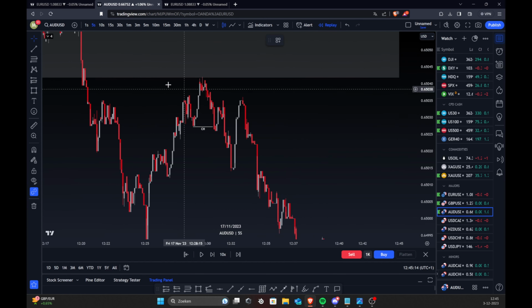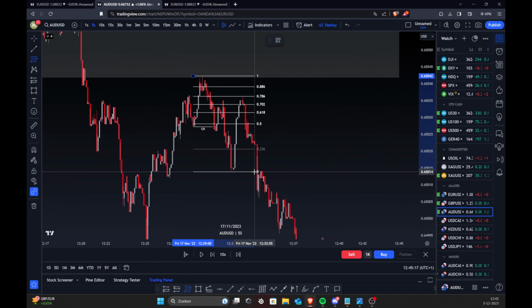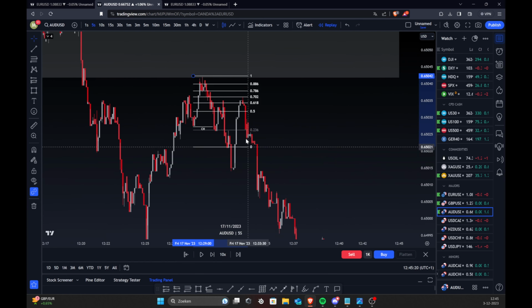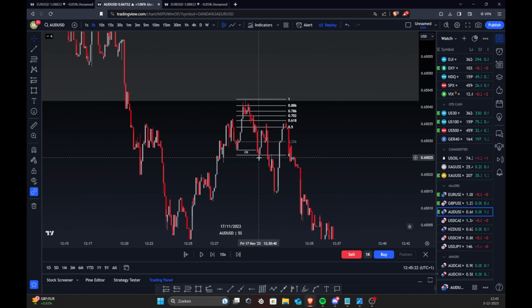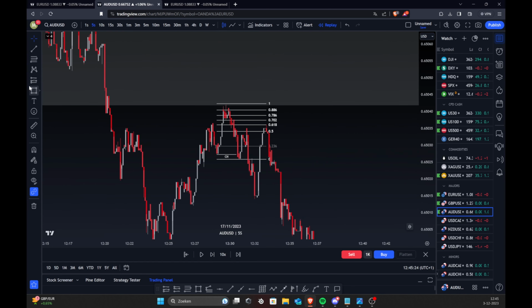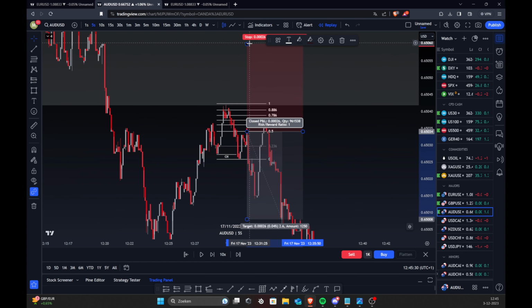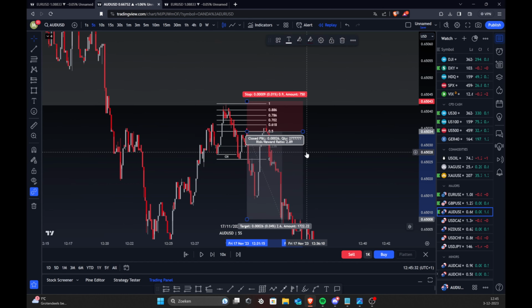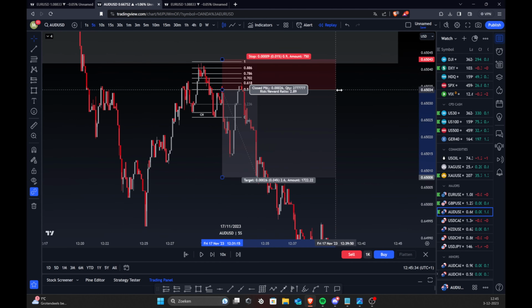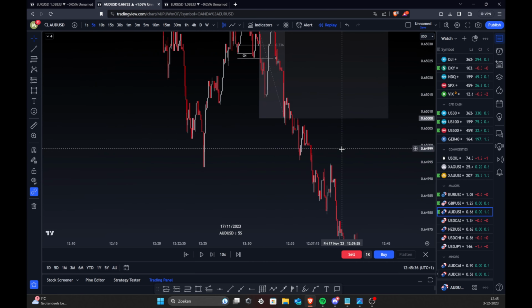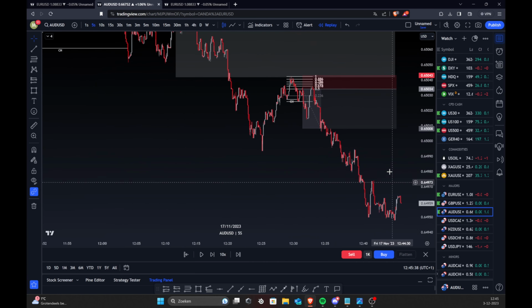So from this change of character, you could, for example, draw your Fibonacci again. Oh, my bad. This swing low. Because this was the change of character and then you want to see a pullback. Again, you see it respect the 0.5, 0.618, our golden level. And you can put your entry like this. And this was a perfect sniper entry.